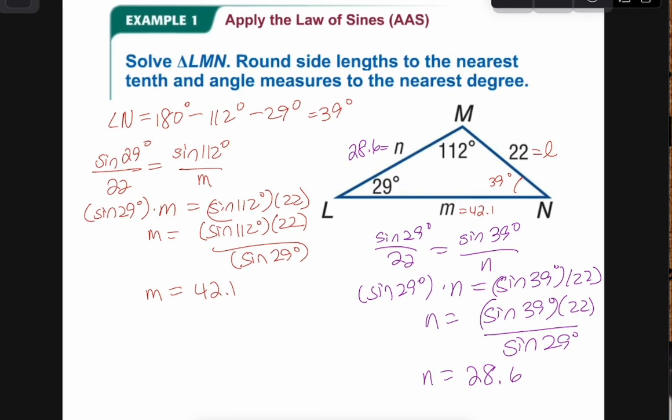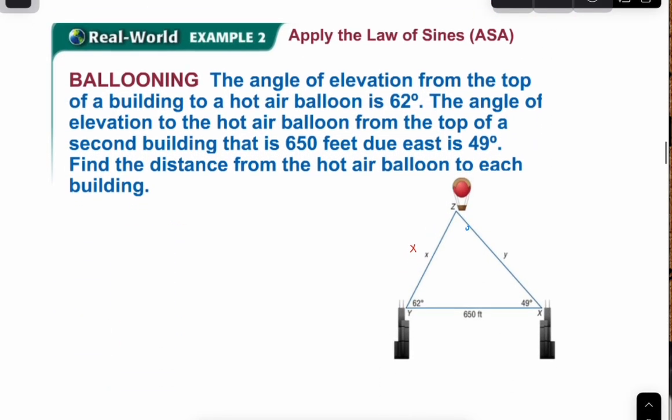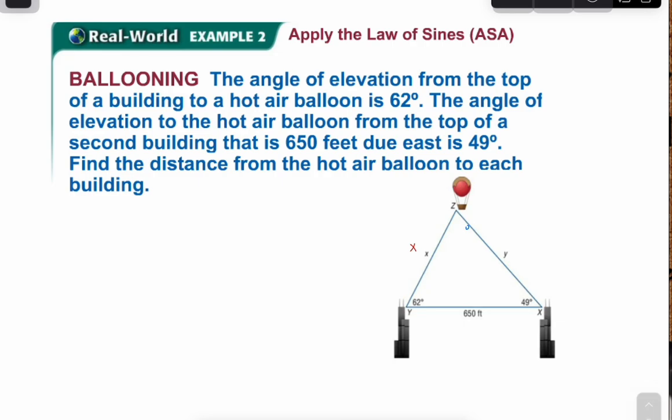Do we have any questions about example 1? So we know all sides, we know all angles. Now you know you're done with the problem. Okay? Now I would like to do an application problem, and then you'll have the rest of class to work on this homework. Okay, so let's take a look at example 2.